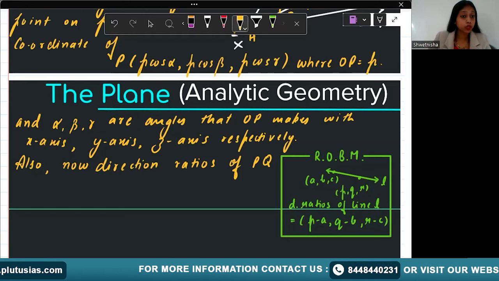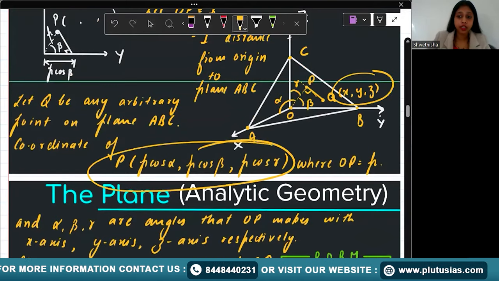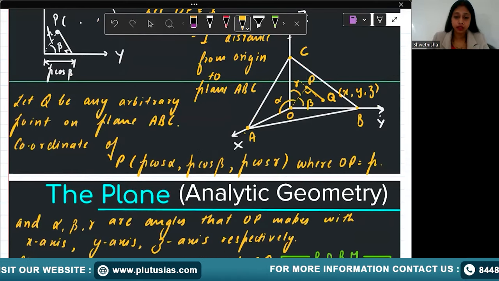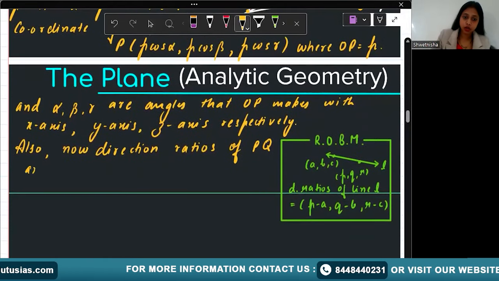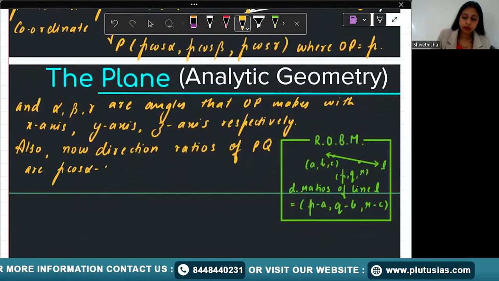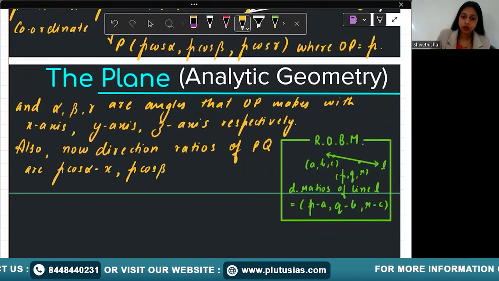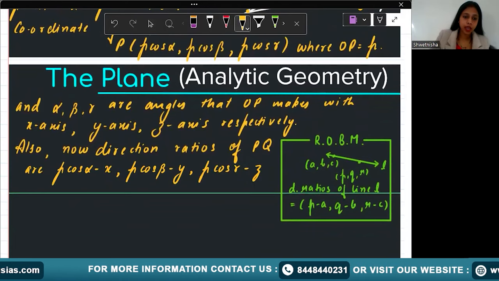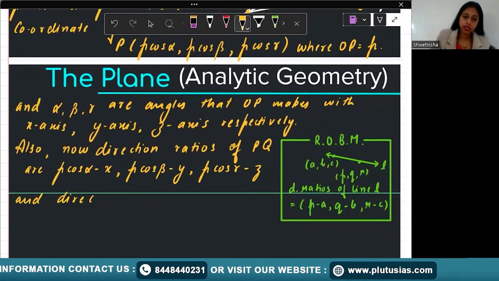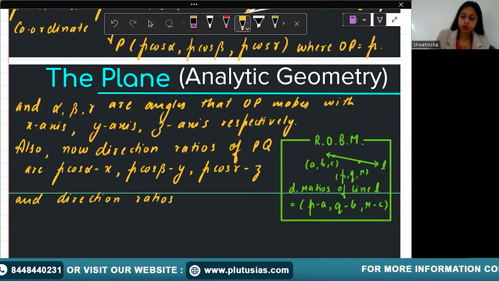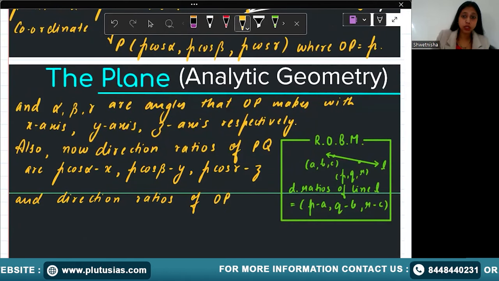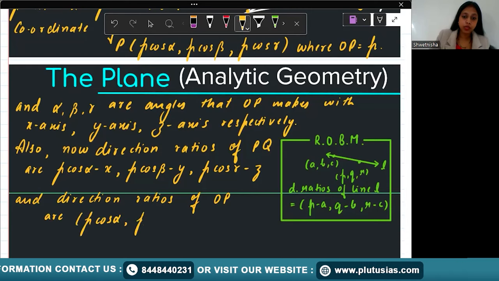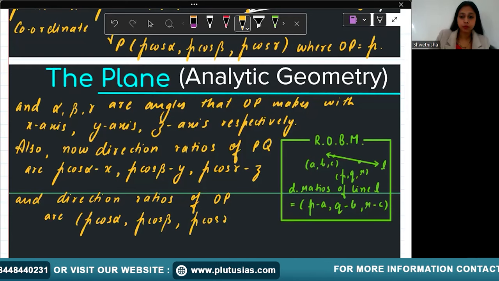Now, direction ratios of PQ: I know the coordinates of P, and for Q I have taken x, y, z. So I have two coordinates and I can find the direction ratios, which are p cos alpha minus x, p cos beta minus y, and p cos gamma minus z. Direction ratios of OP: O is the origin and point P we also know, so that will be p cos alpha minus 0, p cos beta minus 0, and p cos gamma minus 0.